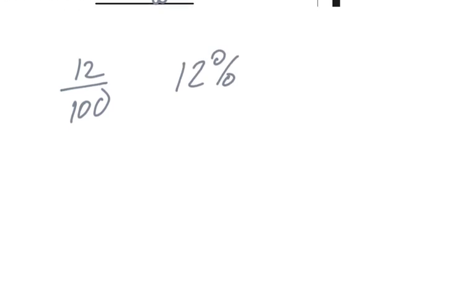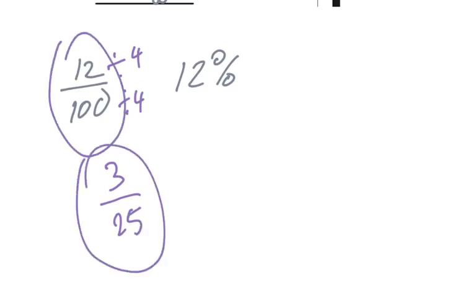Now, can we reduce 12 over 100? Sure. Go ahead. I'm going to be efficient here. I'm going to divide by 4 because I know each of them are divisible by 4. This is 3 over 25. So you'd have to read the question carefully. If it says reduce, then you'd put 3 over 25. If it just says to convert, don't worry about simplifying. 12 over 100. But as a percent, you just jump 2 places, and it's 12%.